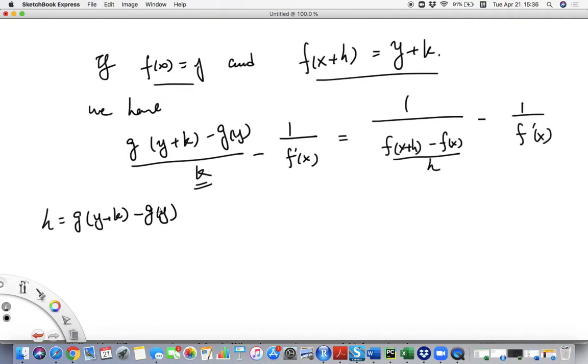Why do we do this? Well, this looks like the difference quotient of g. If we can show that the difference has absolute value less than some epsilon, then g prime of y is very close to 1 over f prime of x, where x and y have this relation.